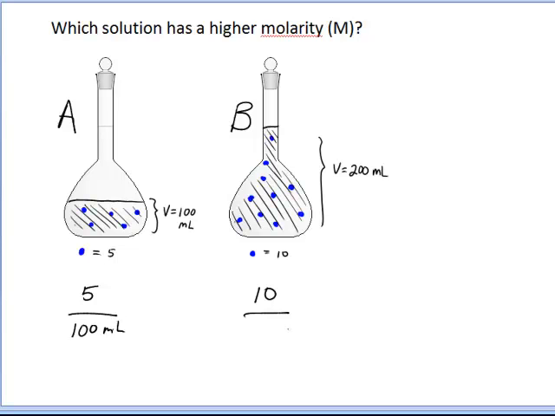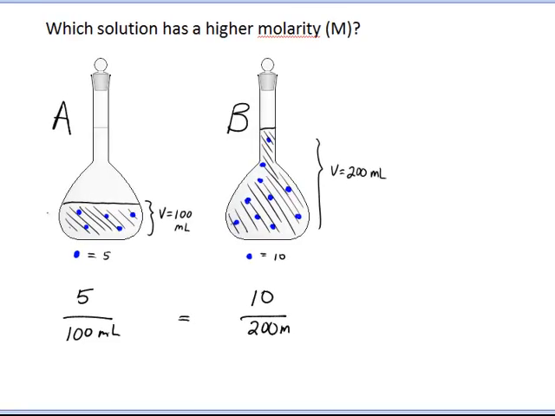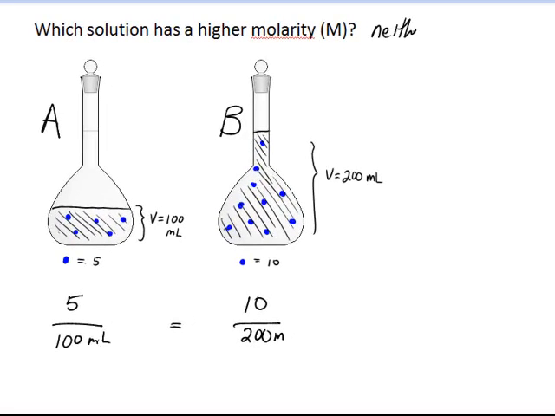So if you went ahead and calculated this out, you would see that these numbers are actually equal. Even though we have less particles in A, the volume is also less. So it turns out that when you double the particles and double the volume, you're actually keeping that ratio the same. Neither is the answer, or both. The concentration of A equals the concentration of B.